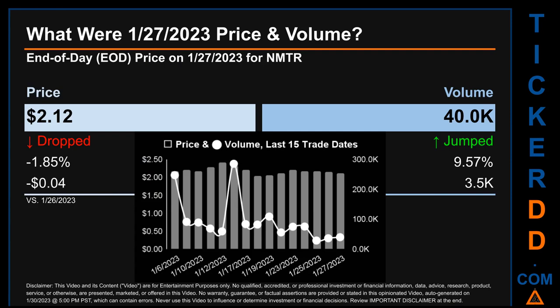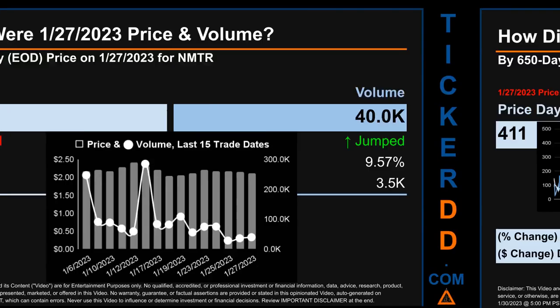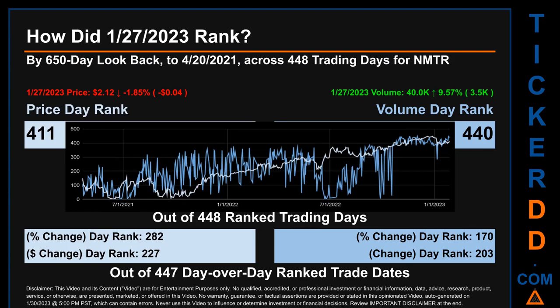The graph shows price and volume for the last 15 trade dates. Across a range of 38 cents, the max and minimum end-of-day price were respectively 2.42 and 2.04. Volume saw a range of 256.9 thousand, from a day low of 28.9 thousand to a day high of 285.8 thousand.